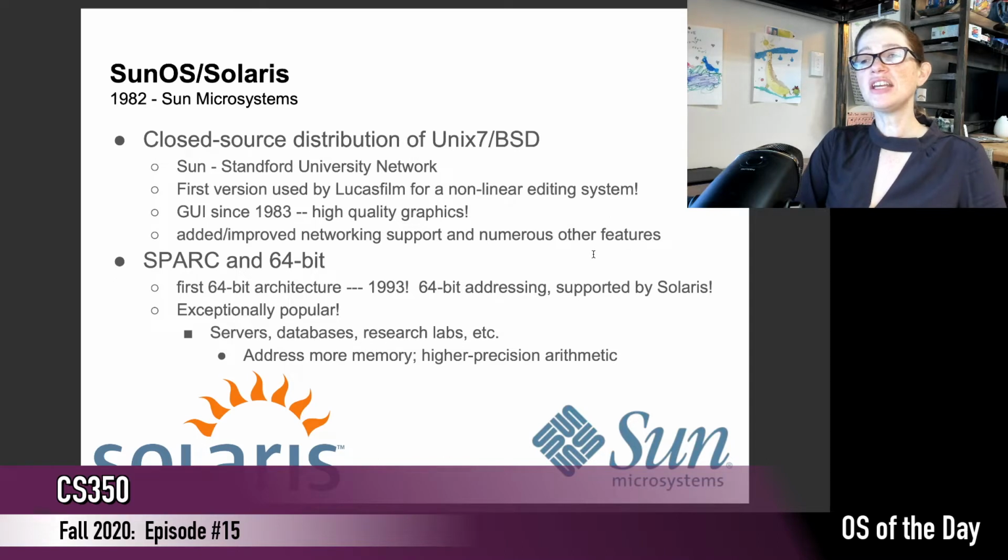And what's interesting is in 83, Lucasfilm actually used Sun OS to be their operating system for their nonlinear editing system. So think of like a digital editing system, except, from like 35, almost 40 years ago. And they were exceptionally well known for having high quality graphics back in 83.